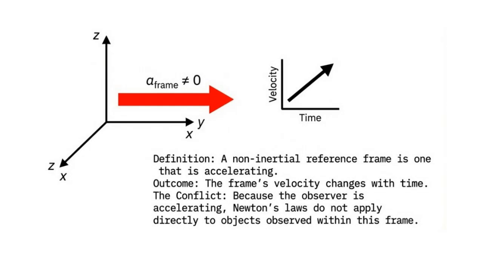Let's discuss what a non-inertial reference frame means. It's a frame of reference that is accelerating, so its velocity is not constant but changes over time. Because the observer within this frame is accelerating, Newton's laws can't be directly applied to objects observed from here in the usual way. This means that if you're trying to analyze motion inside an accelerating frame, you have to account for the acceleration of the frame itself, which complicates how forces and movements are understood.